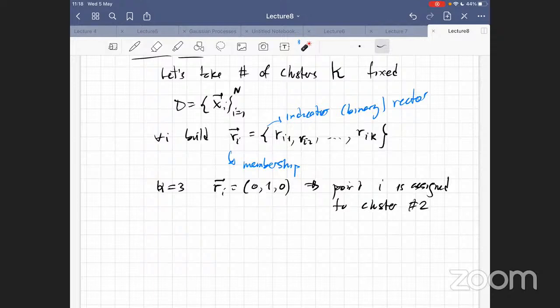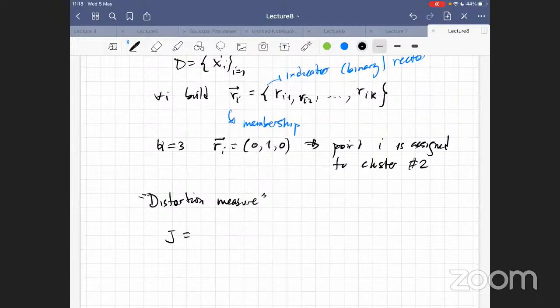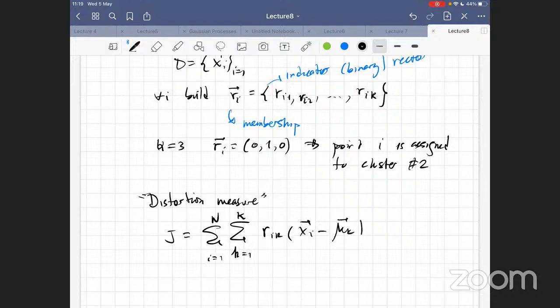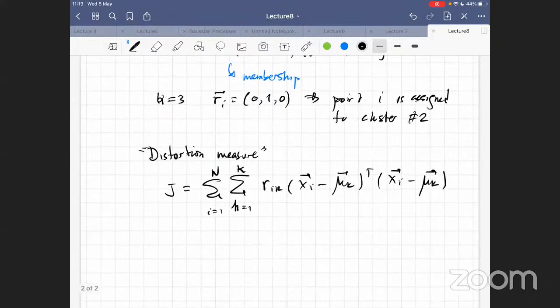Okay, so once you have fixed your k, and you have this way of quantifying membership, the idea is to build something called the distortion measure. The distortion measure is going to be your cost function, which is the following: r_ik times (x_i minus mu_k) transpose times (x_i minus mu_k), summed. So this is a cost function to be minimized.